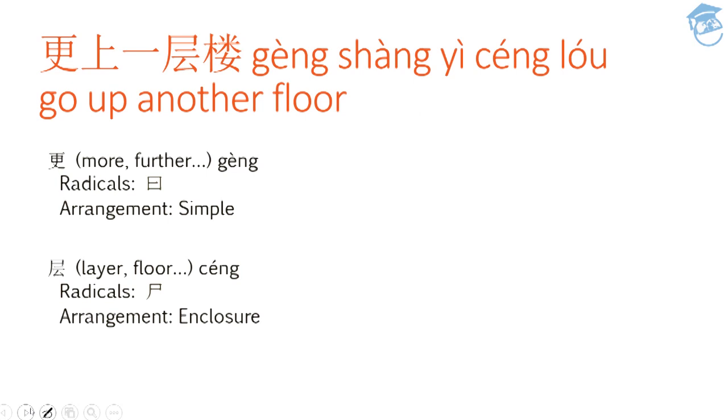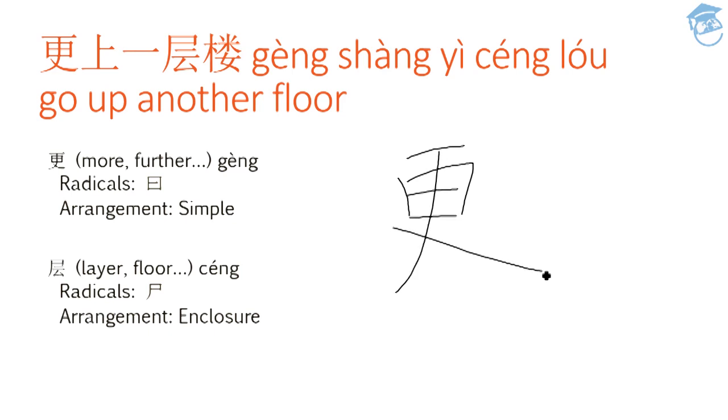更上一层楼. Okay, it means go up another floor. Okay, so the new word here is 更. 更 is more or further. Okay, this is the pinyin 更. And the radical is this one. The arrangement is simple. Let's look at how to write 更. 一、二、三、四、五、六、七. Okay, 7 strokes for this word, 更.